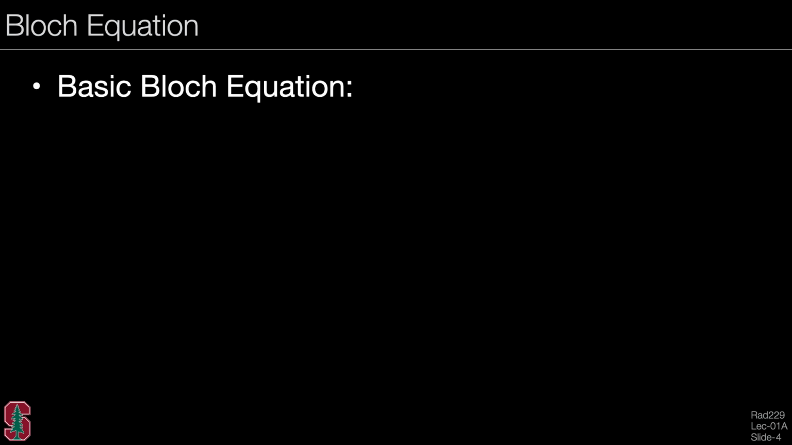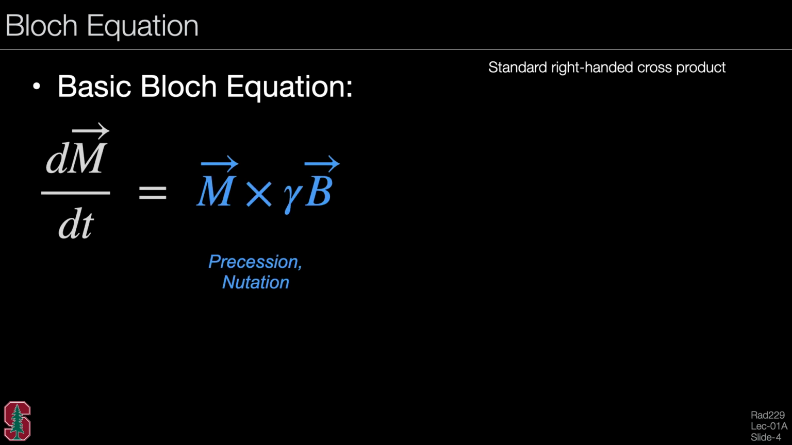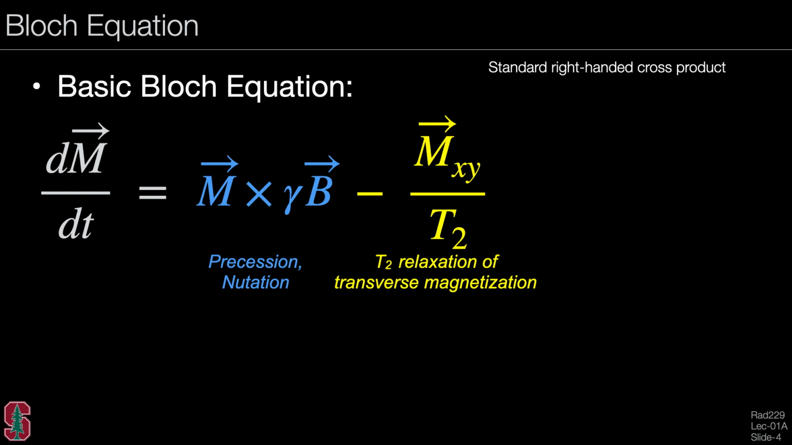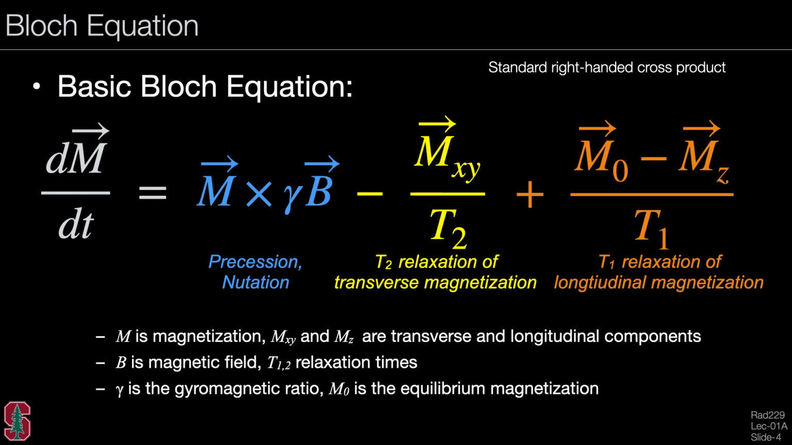So let's start with the basic Bloch equation. As you have seen, this is a standard right-handed cross product. The change in magnetization over time is expressed as the cross product of the magnetization with the gyromagnetic ratio times the applied magnetic field. We subtract off this term that corresponds to T2 relaxation of the transverse magnetization, and we add this term that corresponds to longitudinal relaxation.